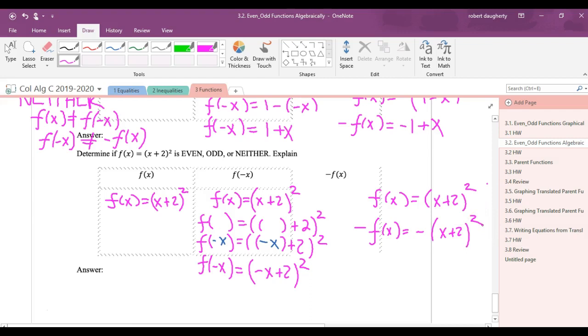Pardon me? You can. So let's look at this third one here. Are these things identical? No. Okay. So this function is what? Not even.